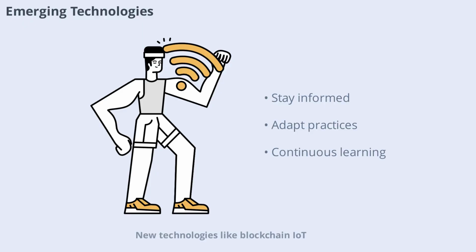New technologies like blockchain, IoT, and facial recognition introduce fresh challenges for PII and sensitive data. Organizations must stay informed about technological advances and adapt their privacy practices accordingly. Continuous learning and flexibility are essential in this rapidly changing landscape.